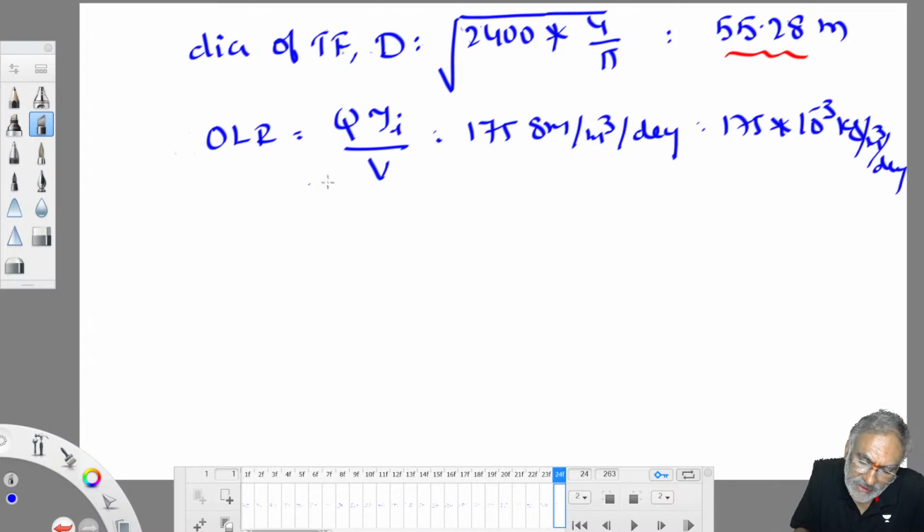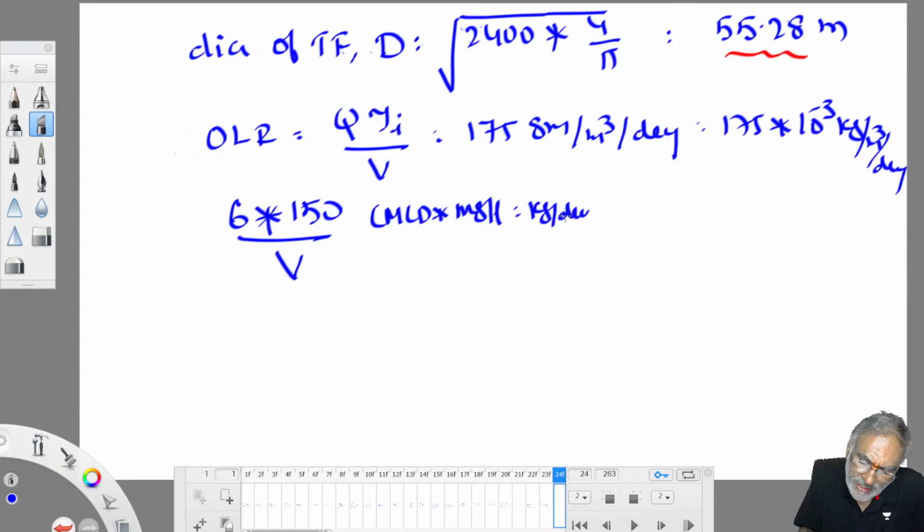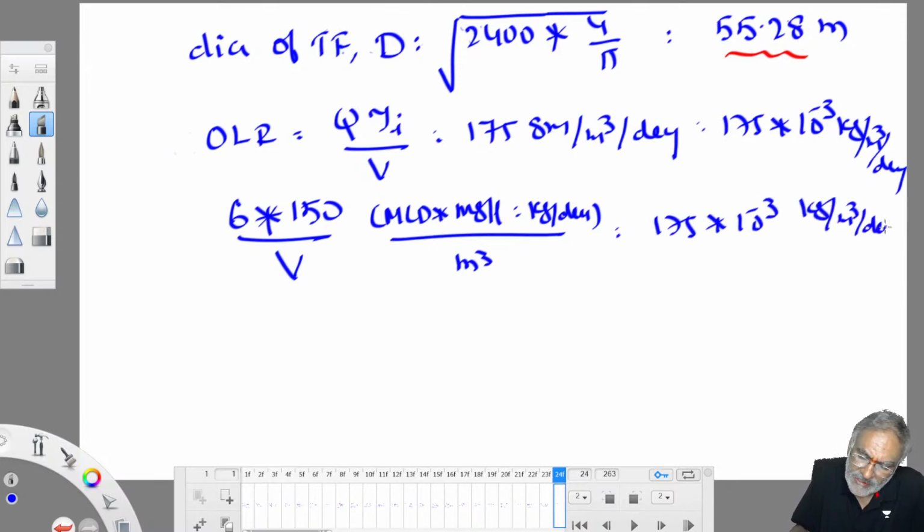I'll substitute Q in MLD. This is 6 MLD. Yi is given as 150. This is V. So this is MLD into milligram per liter, which is also kilogram per day. Assuming that volume is in meter cube, which is equal to 175 into 10 power minus 3 kilogram per meter cube per day. So right hand side and left hand side, units are same, you can equate.